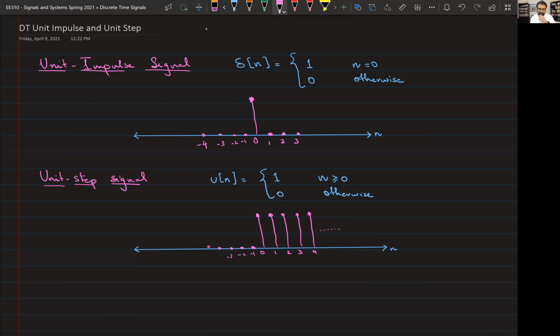What kind of a relationship do you think would hold here? What would delta of n be as a function of u of n, or perhaps a shifted version of u of n? Anybody can take a guess: how do I go from the unit step to the unit impulse? Can I do some transformations to obtain the unit impulse from the unit step? Anyone?